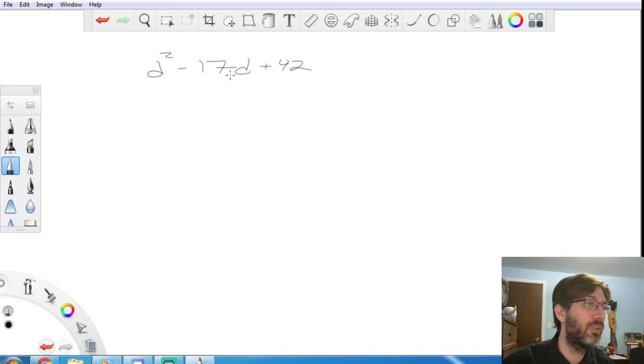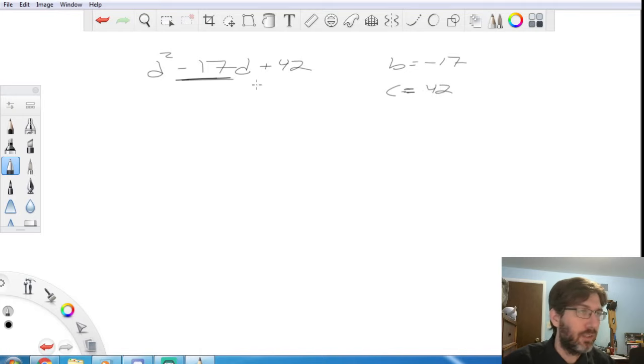In this case, our b value here, which is this 17, is negative. So our b value actually equals negative 17, but our c value is still a positive 42. You really don't handle this any differently, but the factors you list are going to need to be a little more precise on what you're writing there. So again, we're going to look at our c value of 42. So I'm going to come over here, write 42, and I'm going to list factors of it.